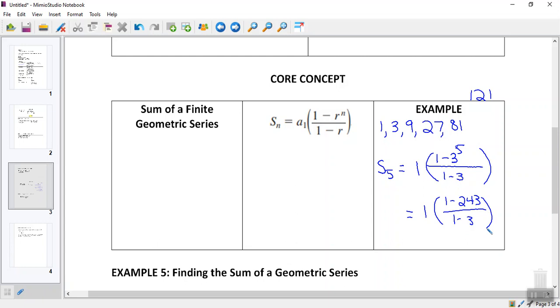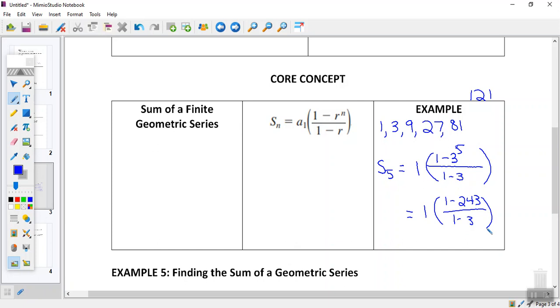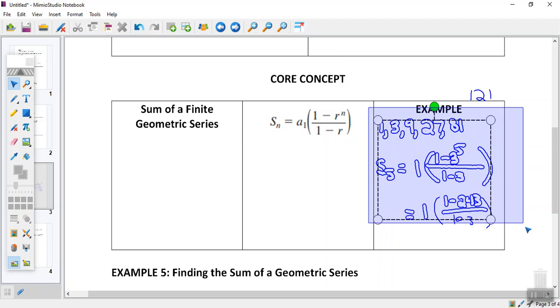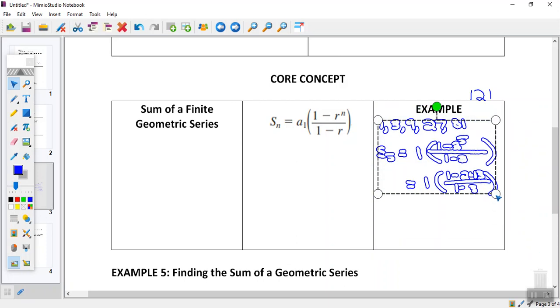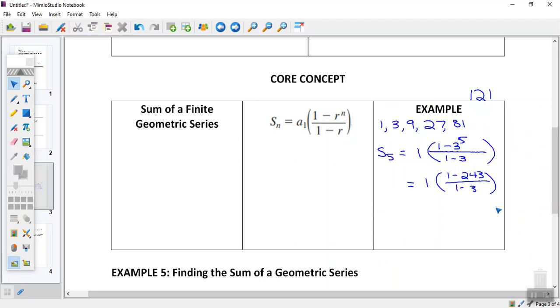Are you okay with the numbers we've plugged in so far in that formula? We know my answer in the end is going to add up to what? It better add up to 121, right? Let's just see if that happens. Help me out. What's 1 minus 243? So negative 242 over what value? 1 minus 3 would be what? Somebody go negative 242 divided by negative 2 times that 1 up front.